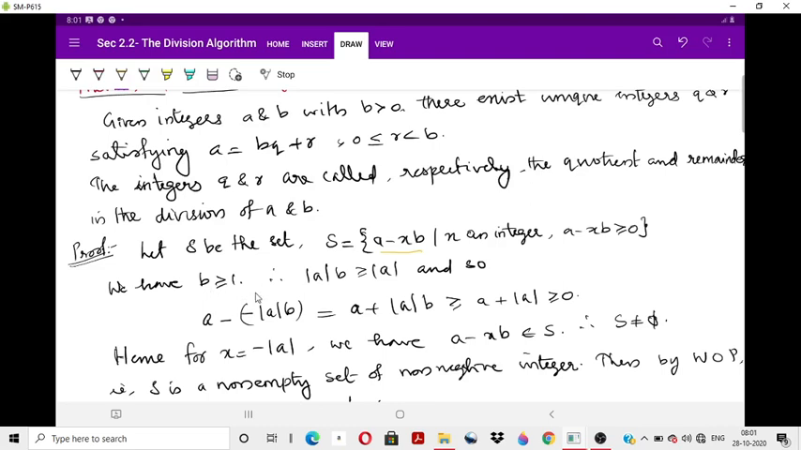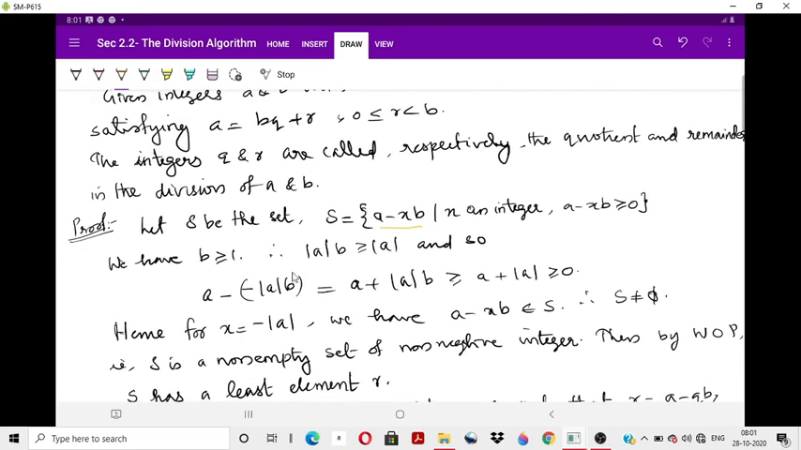So let's multiply by |a| on both sides. We have |a|b is greater than or equal to |a|. And so we consider the number a - |a|b. When |a|b is greater than or equal to |a|, multiplying with -1, we get -|a|b is less than or equal to -|a|.